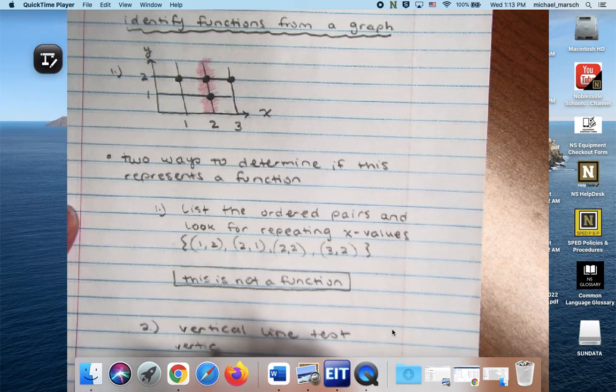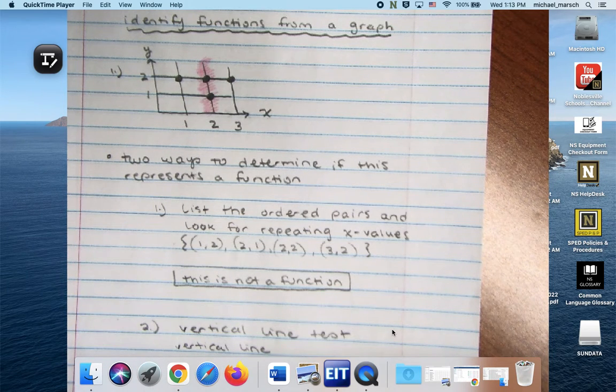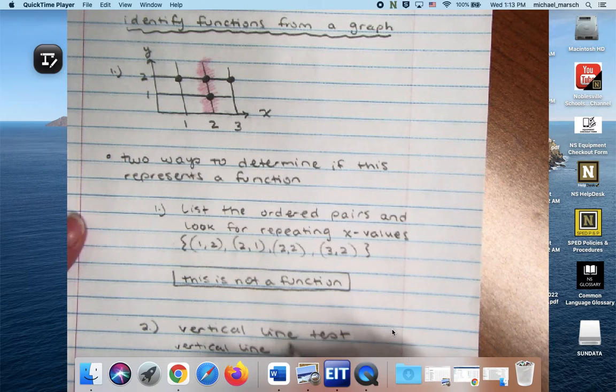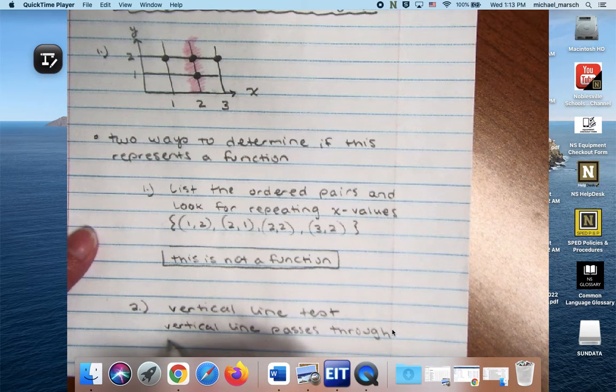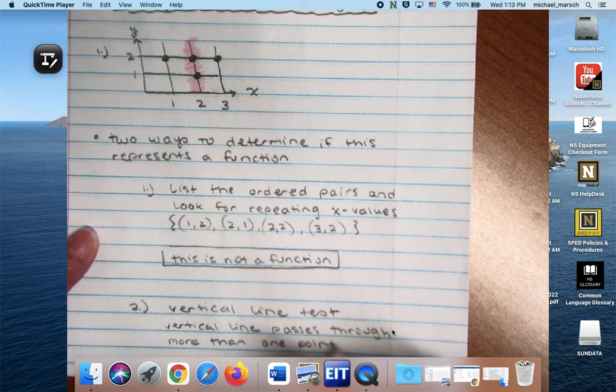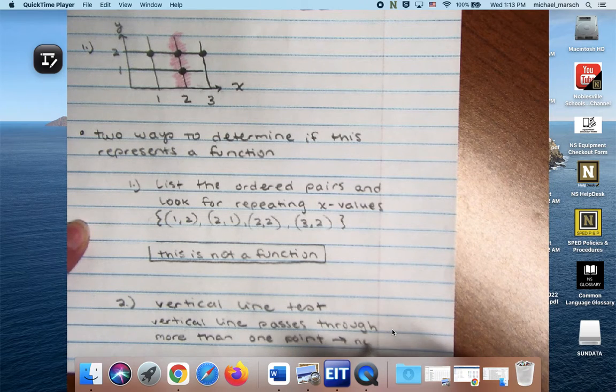Can't you also just look and see if there's 2 dots on it? But that's what the vertical line is, right? You're looking vertically to see if they line up. So if your vertical line passes through more than 1 point, not a function.